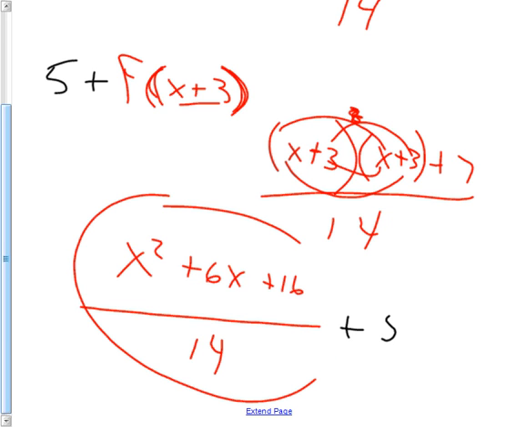Plus 5. So can it just jump on the top and join in? No, because that would imply it has a denominator of 14. This has a denominator of 1. And now I could add them together only if I get a common denominator. What's a good common denominator? 14. So how do I get this to be a 14? I times by 14.